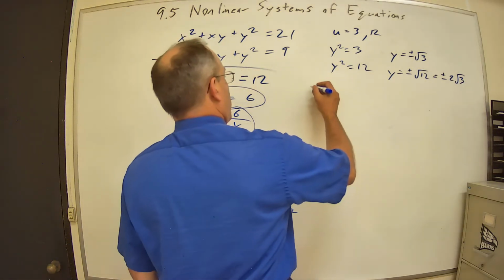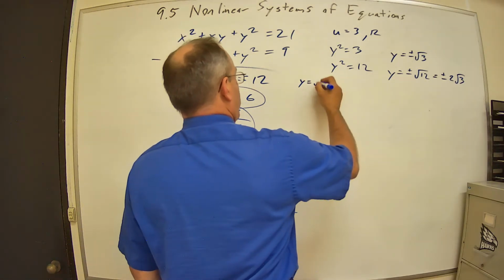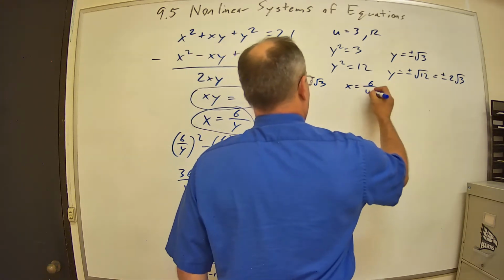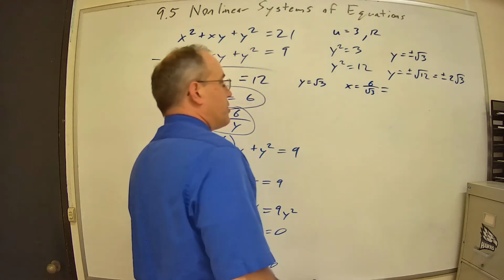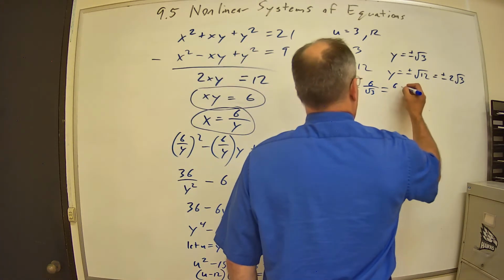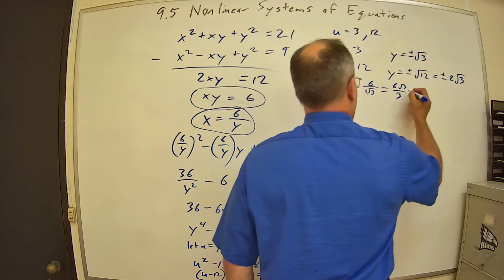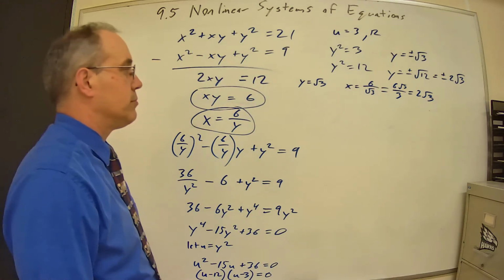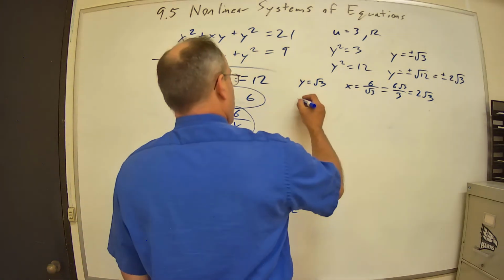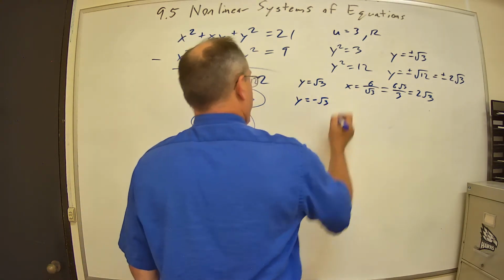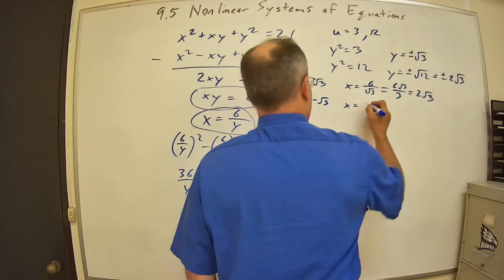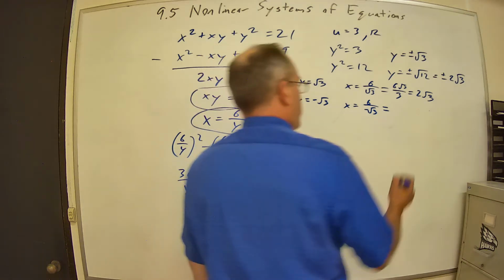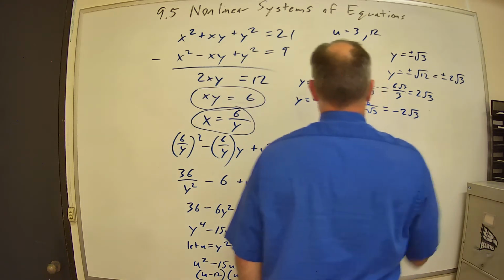So if I let y equal the square root of 3, then x is equal to 6 over the square root of 3, which is equal to 6 square root of 3 over 3, which is equal to 2 square root of 3. If y is equal to negative square root of 3, then x is equal to 6 over negative square root of 3, which is equal to negative 2 square root of 3.